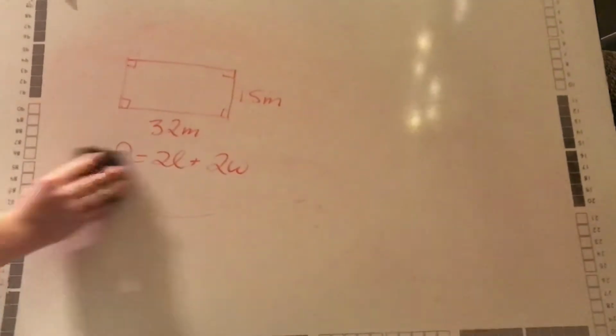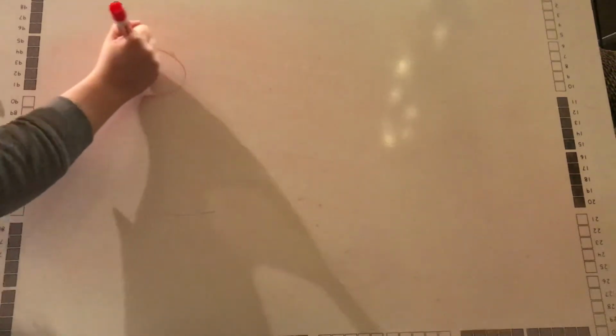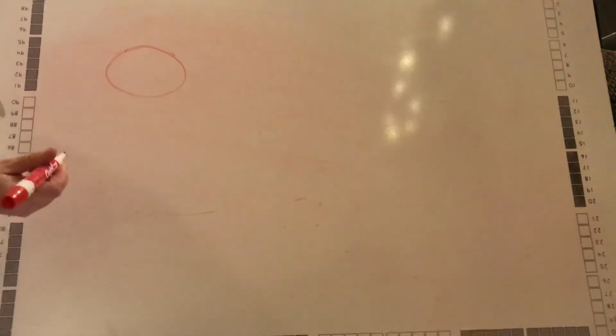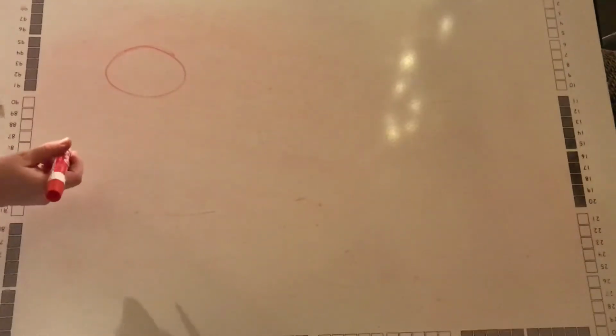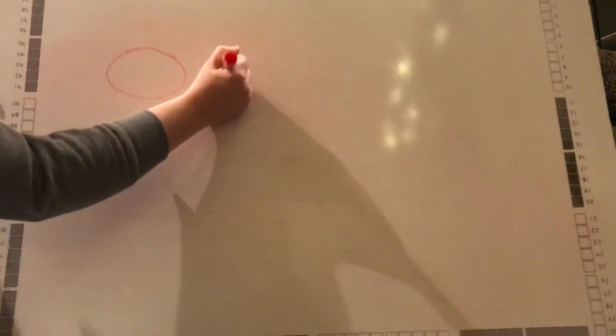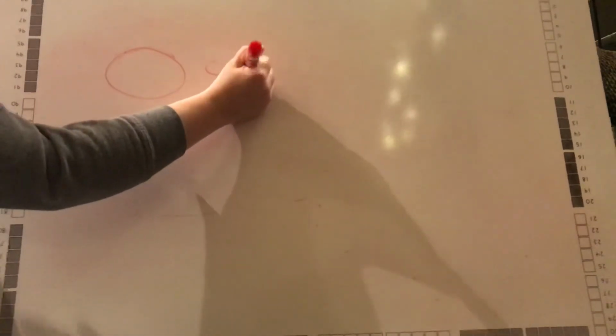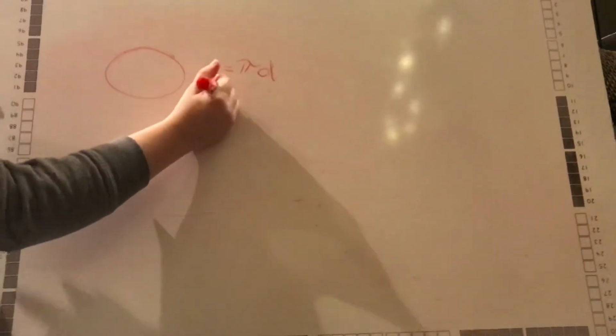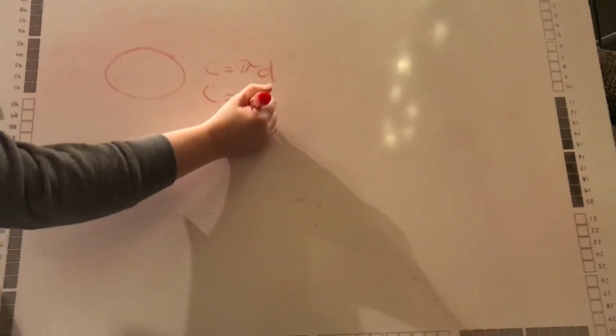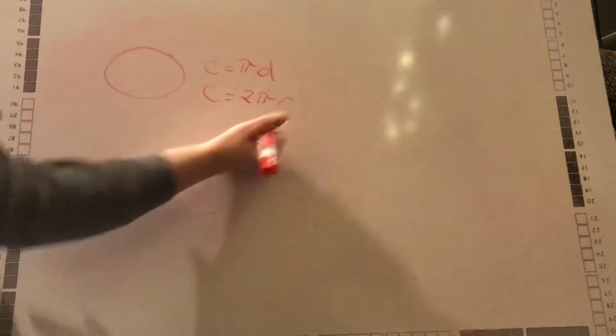Well, what happens when we have a circle and we do not have sides to just add up? So when you have a circle, finding this length around is not called a perimeter, it's called the circumference. So to find the circumference of a circle, we use the formula C equals pi times d, or C equals 2 pi r.